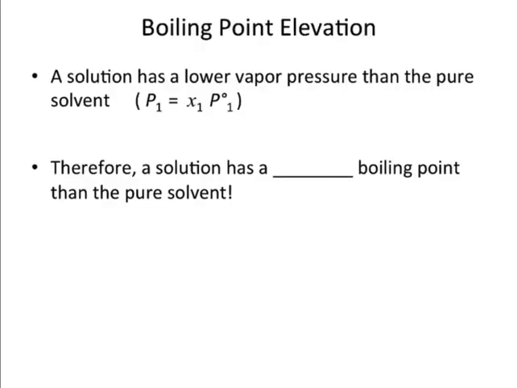Alright, now we're on to boiling point elevation. So, a solution has a lower vapor pressure than the pure solvent. That's what we just described. Now remember that boiling point is defined as when the vapor pressure reaches the atmospheric pressure. So at a constant atmospheric pressure, if you lower the vapor pressure, you'll have to put in more heat until that vapor pressure reaches the same atmospheric pressure. So then this makes the boiling point go up. A solution has a higher boiling point than the pure solvent.